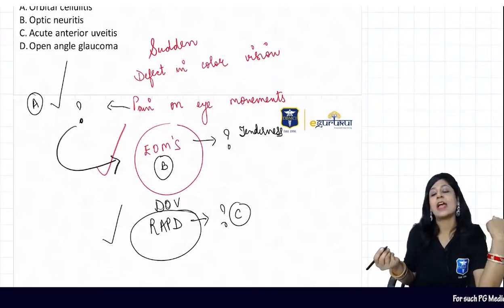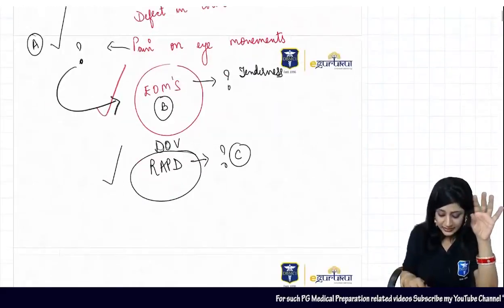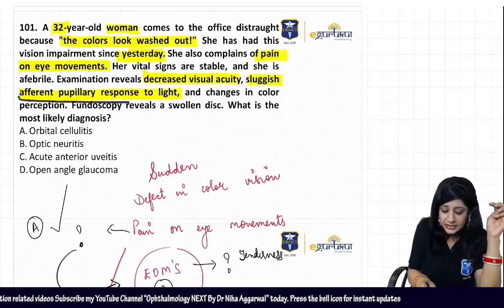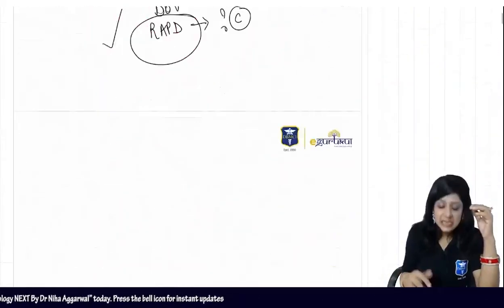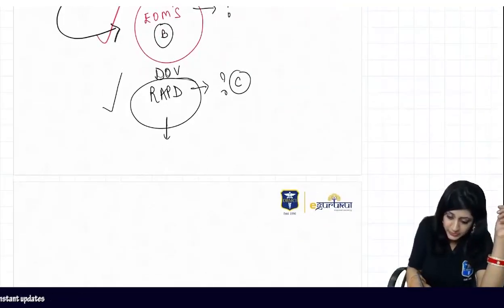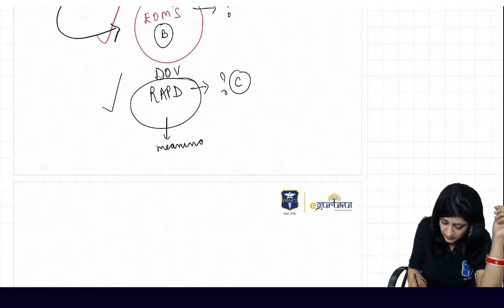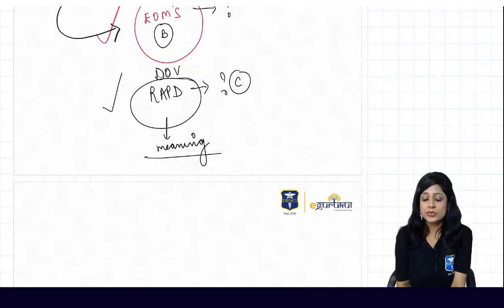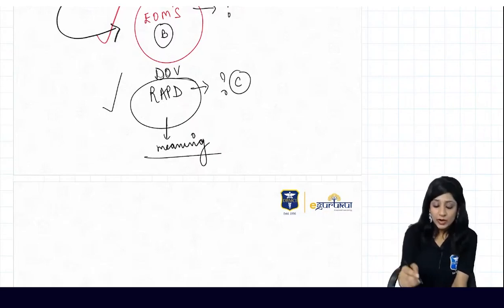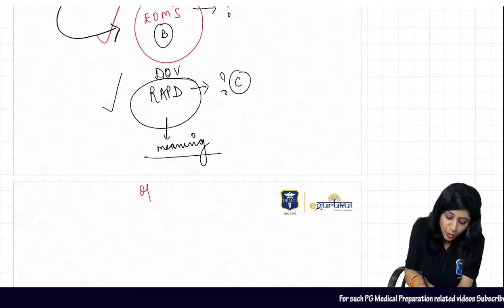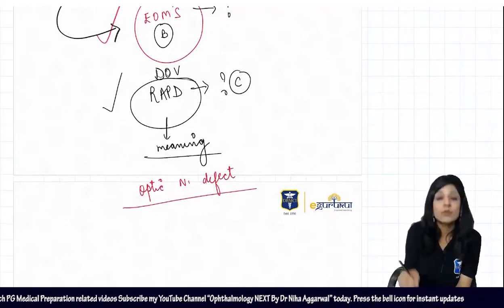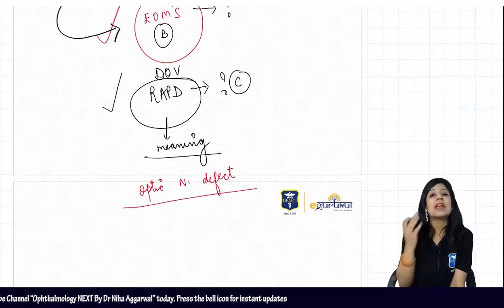Anik is saying no, I am not asking the full form of RAPD, beta. That is also given in the question. I am asking what is the meaning of this? You are giving the right examples: CRAO, CRVO, optic neuritis. What is the meaning of it? That means we have some optic nerve defect. That was the question that I wanted to ask.